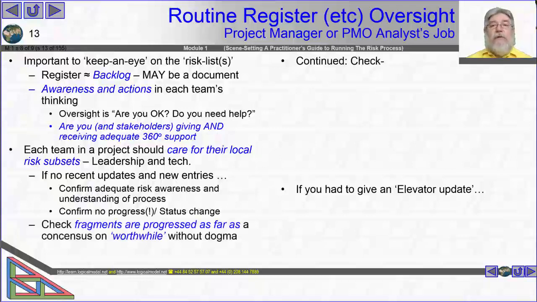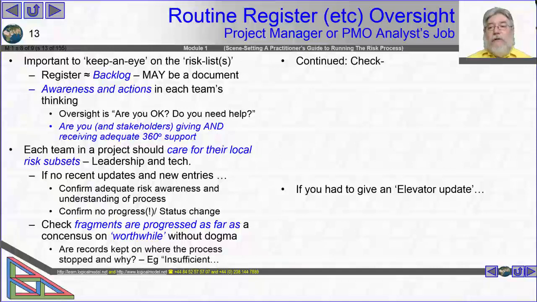Also, check fragments are being progressed as far as consensus on worthwhile. So if I look at the register and it's got a whole bunch of stuff like "we may be late," and I go and ask people and they go, "yeah, we thought we did actually kick that one about, we did talk it through, and actually we ended up with 3 new entries which are much more specific," then I'm happy to leave the fact that I have entries in the register that are thought provokers, but they are not yet action provokers because the action is elsewhere.